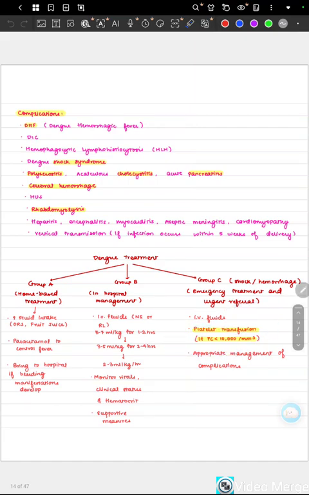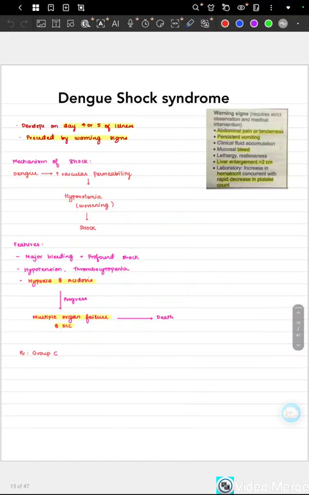And appropriate management of complications should be done. So what is dengue shock syndrome? Dengue shock syndrome develops in about 4 to 5 days of the illness and is preceded by the warning symptoms.